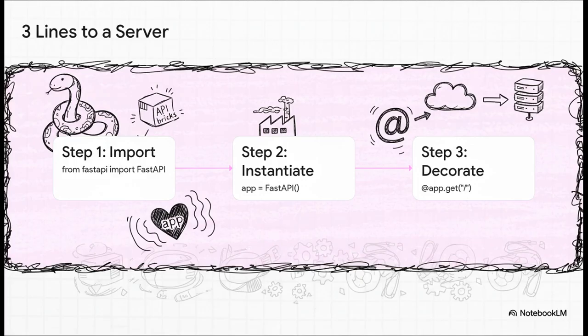And third, you use what's called a decorator. That's the line with the @ symbol. Think of it as a little sticky note you put on a function. This one, @app.get("/"), tells FastAPI, hey, when a GET request comes in for the root URL, I want you to run the function right below me.